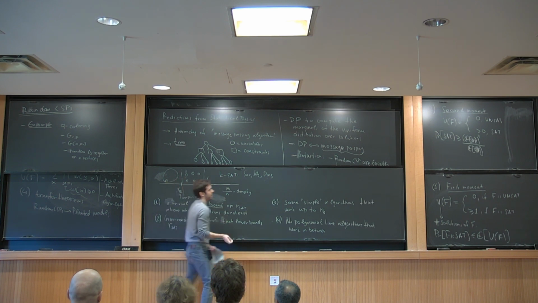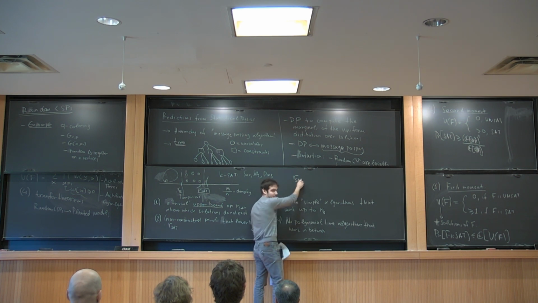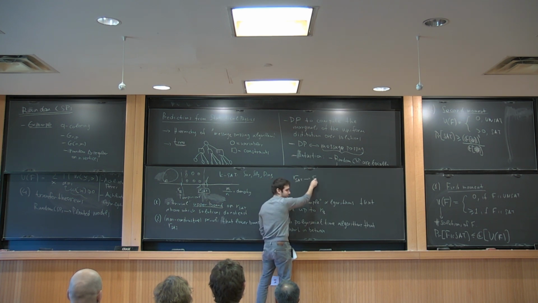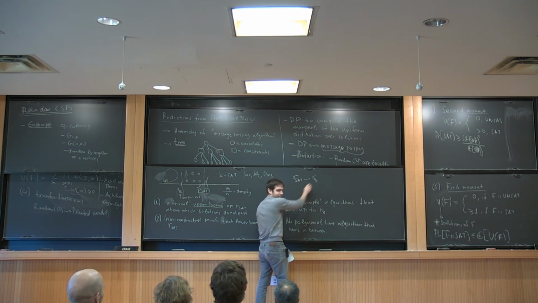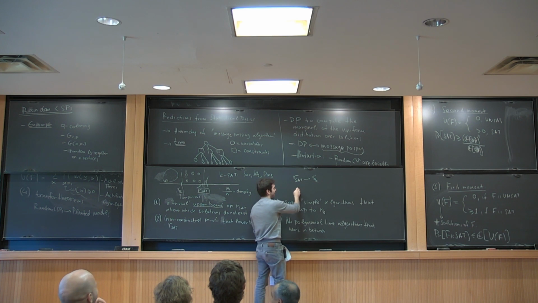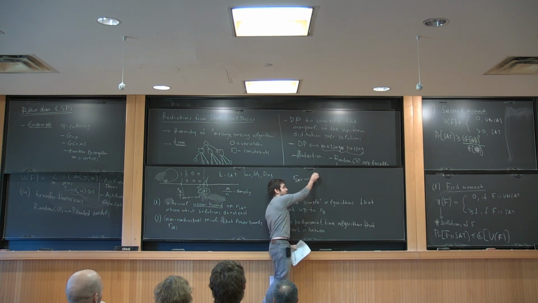So for k-SAT and large k, there exists a value. Let me call it r_sat. So this is a number. Let's say it's, for simplicity, φ of k. If you are above φ of k, you are unsatisfiable with high probability, and if you are below φ of k, you are satisfiable with high probability.